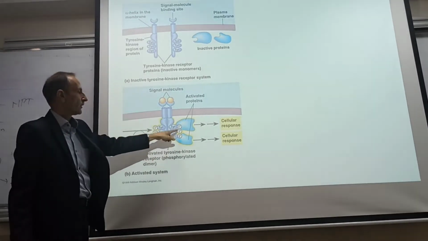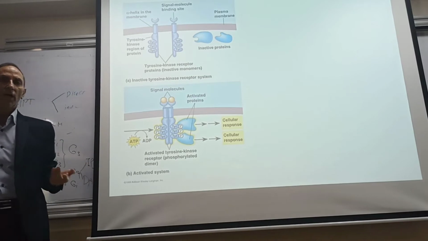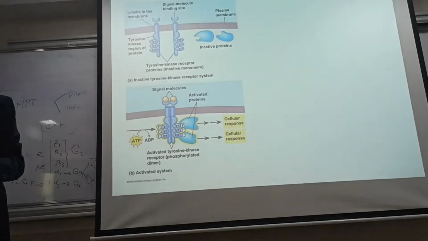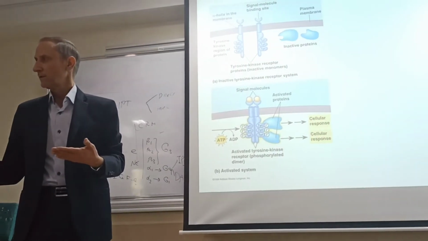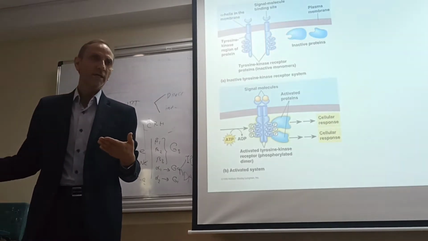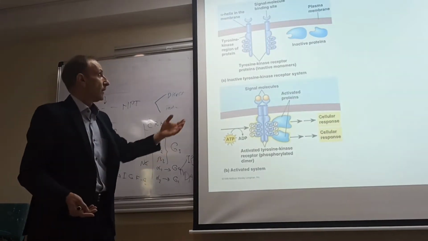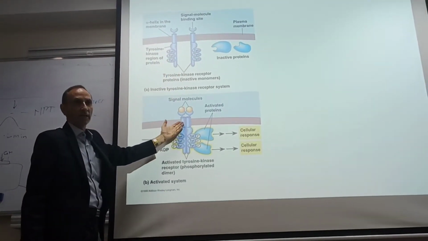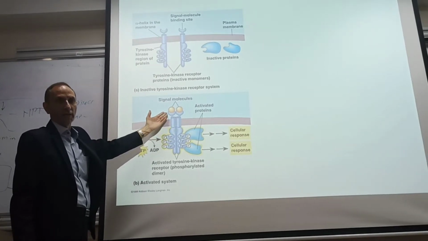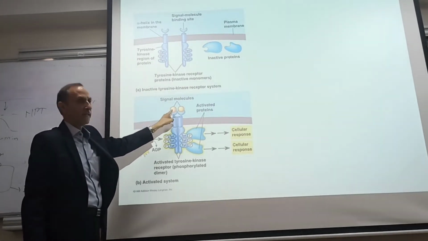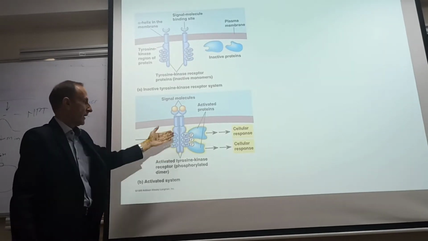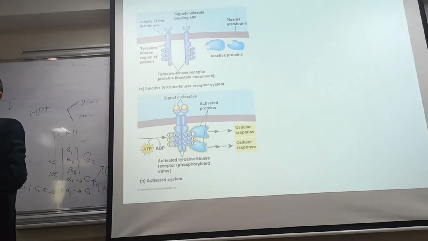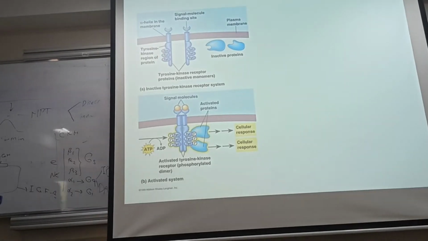And the intracellular domain has tyrosine kinase activity. So it phosphorylates tyrosine moieties or substrates. And in this way we can have the response. So this is in the absence of ligand or agonist, and here in the presence of ligand. Binding of ligand, dimerization, activation of the intracellular domain, and then phosphorylation of substrates. This is the response.